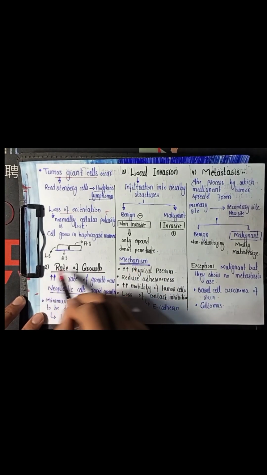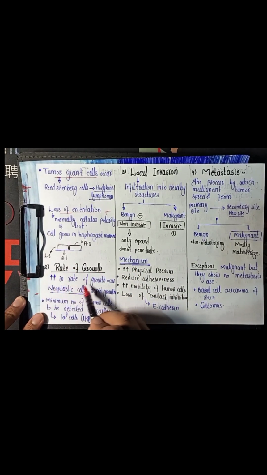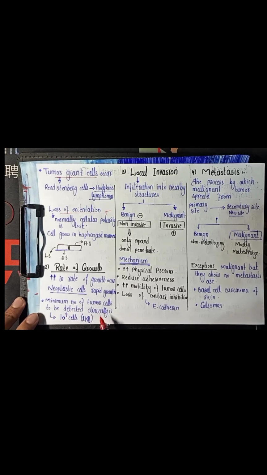Those are the characteristics. Next is the rate of growth. In anaplasia there is an increase in the rate of growth, and the neoplastic cells show rapid growth. The minimum number of tumor cells that can be detected clinically is 10 raised to the power 9 cells in 1 kilogram. But the maximum number of tumor cells that can be detected clinically is 10 raised to the power 12 cells in 1 kilogram.